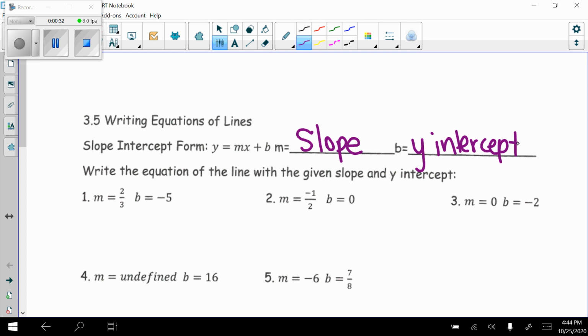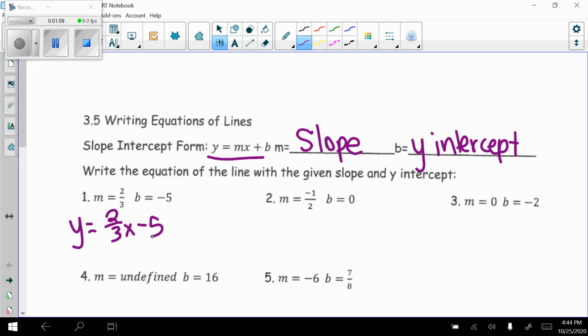Again, this should be a review for us from Algebra 1. So let's review this. Write the equation of the line with the given slope and y-intercept. We're going to start out nice and easy, where they give me the slope and the y-intercept. We simply have to plug them into this formula. Number 1, the slope is 2/3, the y-intercept is -5. So I would write y equals, replace m with 2/3 x, and replace b with -5. So y = 2/3 x - 5 has a slope of 2/3 and a y-intercept of -5.